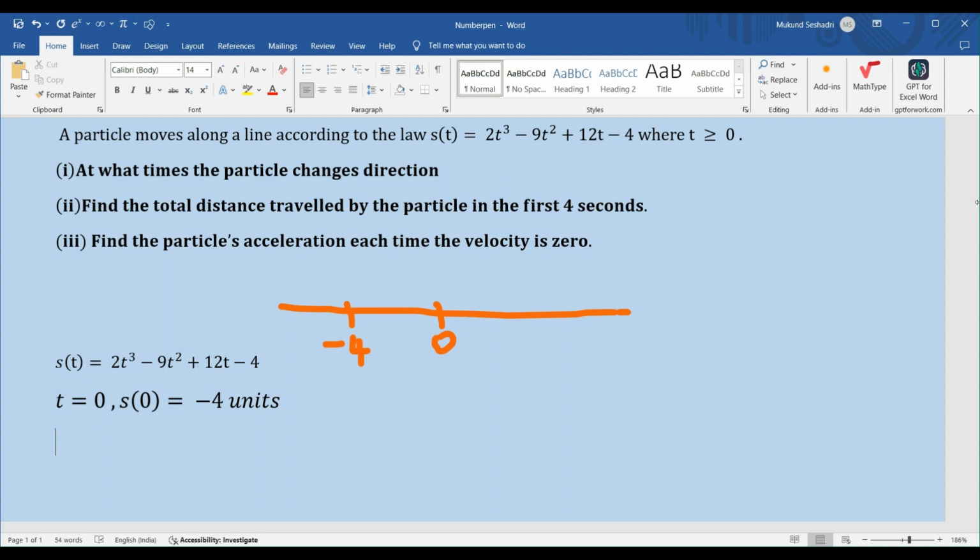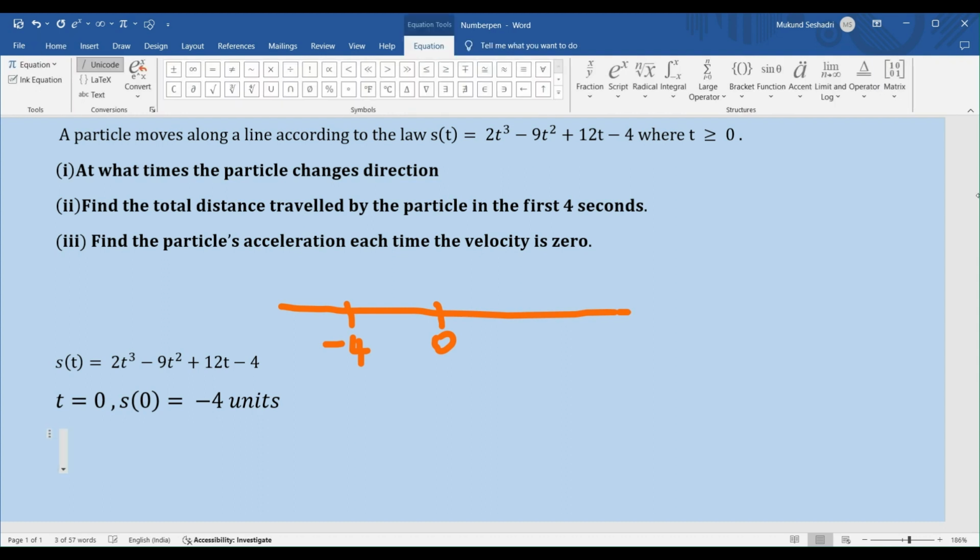And how do we find that out? What happens when your particle changes direction? Your ds by dt, which is your rate of change of distance, changes sign. And what is that? Your ds by dt, which is nothing but your velocity, is going to change sign. So let's assume that your ds by dt equals v, and I have my s, right?